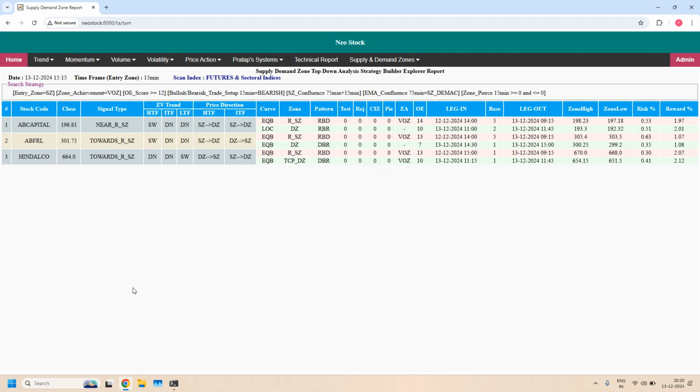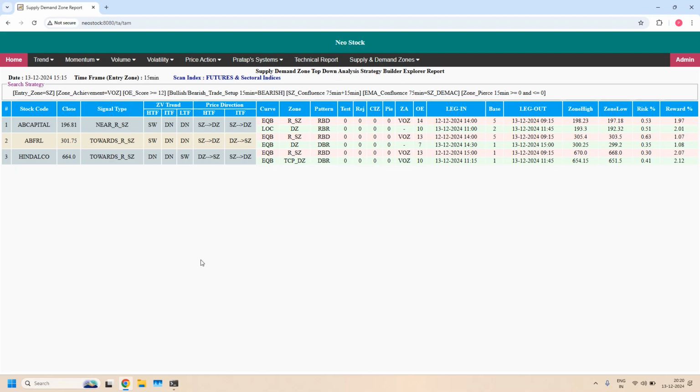We got 3 stocks. So these 3 are more high probability trade setup supported stocks. And moreover, all these supply zones are high liquidity zones. These 15 minute supply zones. Okay, this is based on LTF and ITF and EMA confluence.